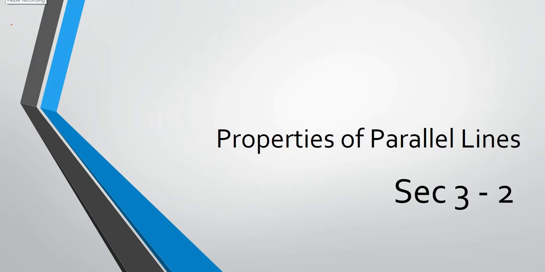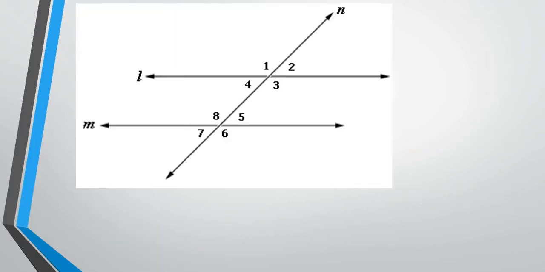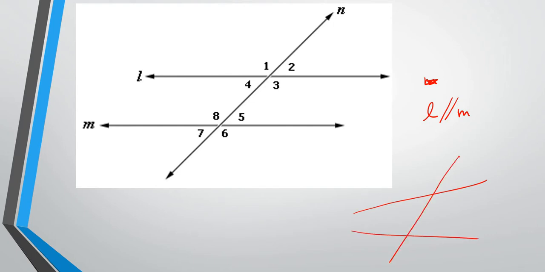Section 3.2 is properties of parallel lines. So we're still going to be talking about transversals, but now we're in a situation where line L is parallel to line M. In the last section, it really didn't matter about the two lines in my transversal as long as they crossed. So we still have some of the same situations.